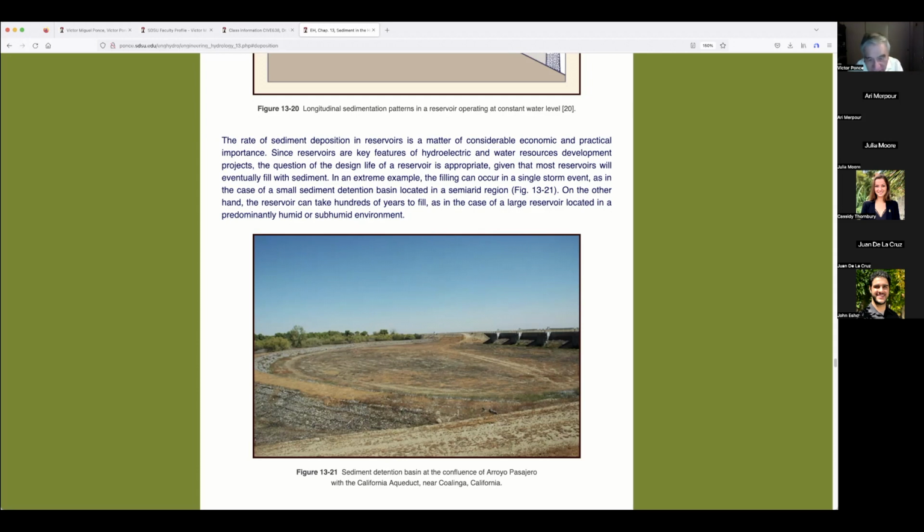So they designed this detention basin. So this is a detention basin. And right beyond this, to the right, over here, in the back of this levee, is the California Aqueduct coming south from Northern California to Southern California.